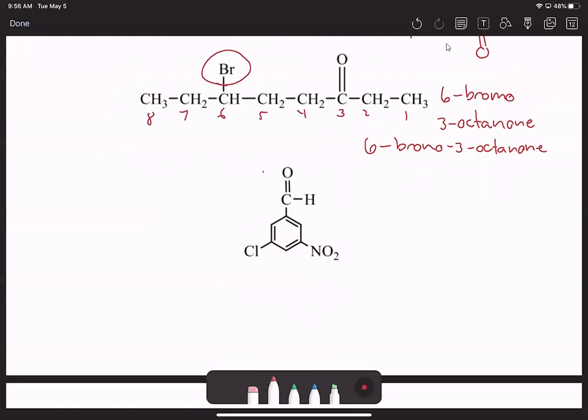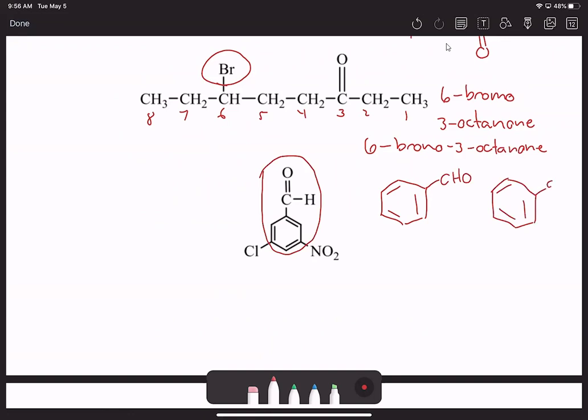Here, this is not in your book, but I did write it down that you do have to memorize this structure, whether we see it like this or like this. This comes from the last unit that we talked about, where we recognize this as an aldehyde. So this is benzaldehyde.